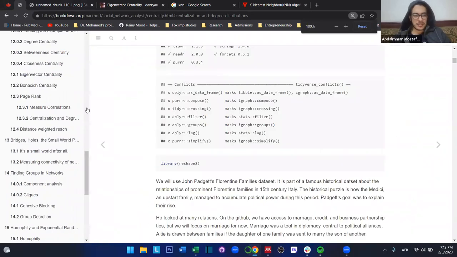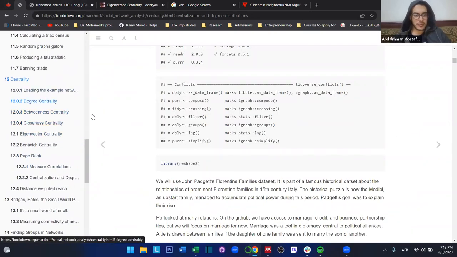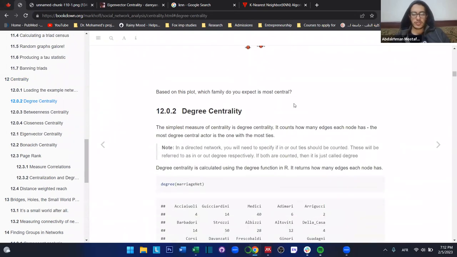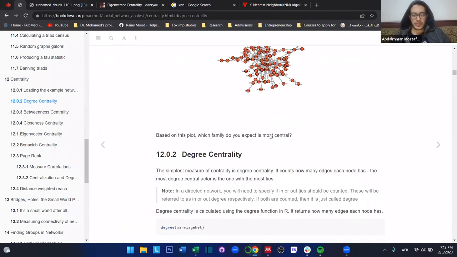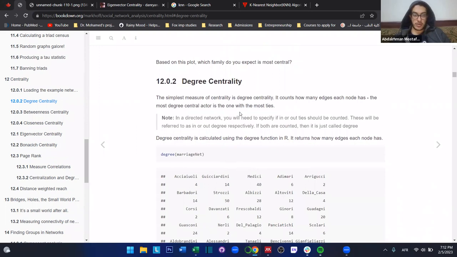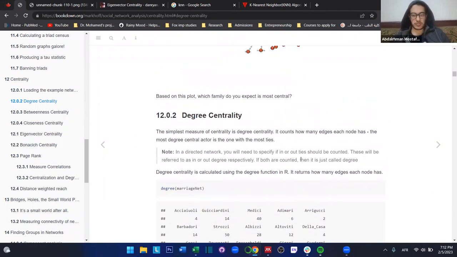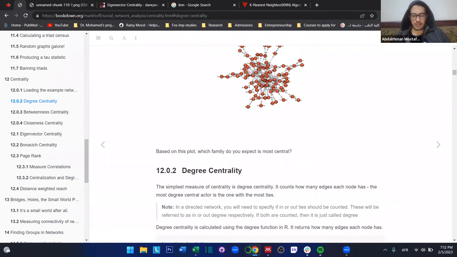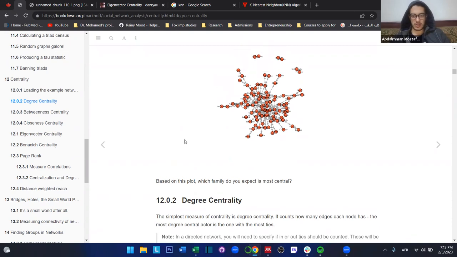Again, the zooming thing sends me right to the top. Okay, so let's start. The author first asks, which family do you expect is most central? Well, the readability of the network is not at the best it could be, but I think we would all agree that the families right at the center with the most connections would be the most central families in that data set.